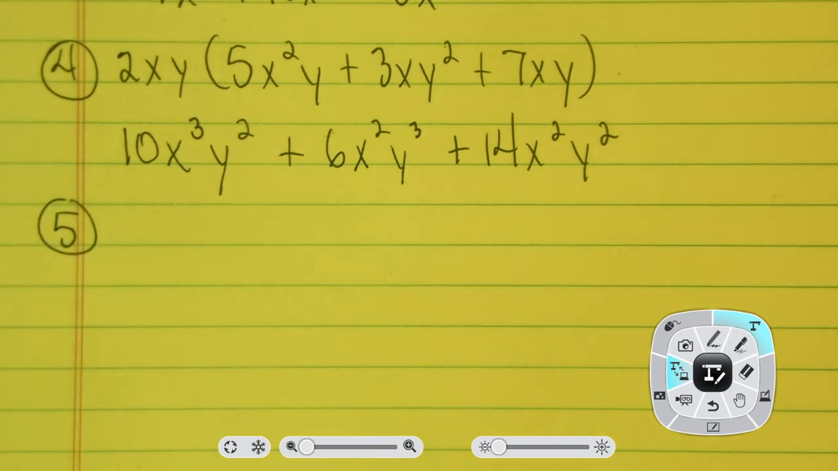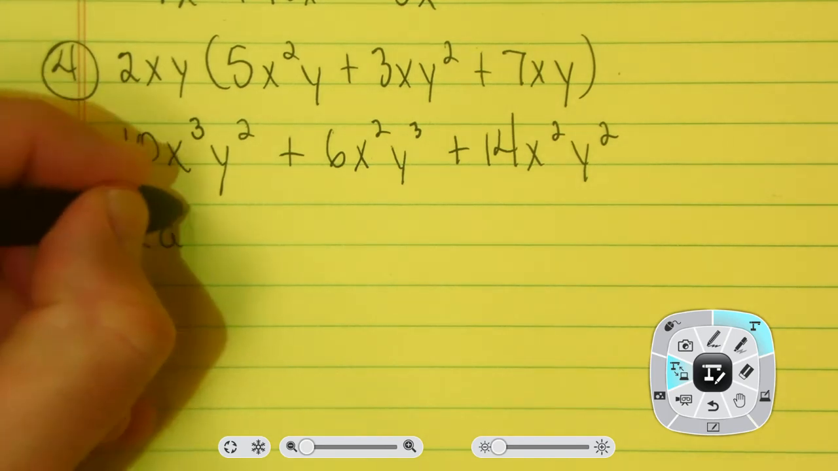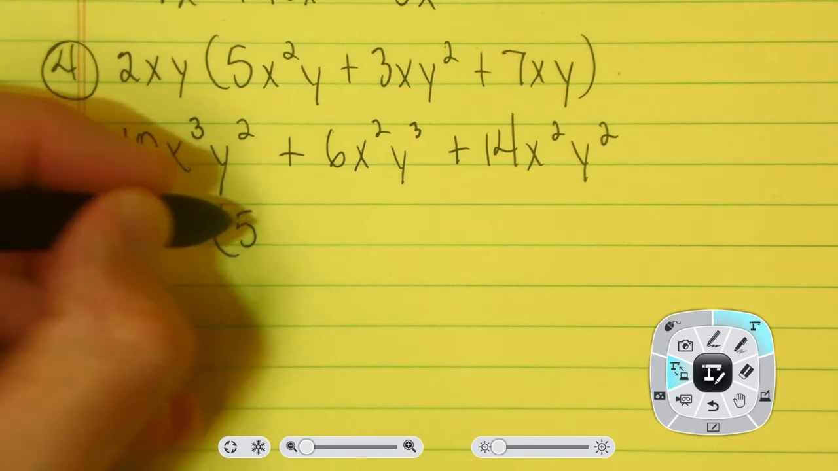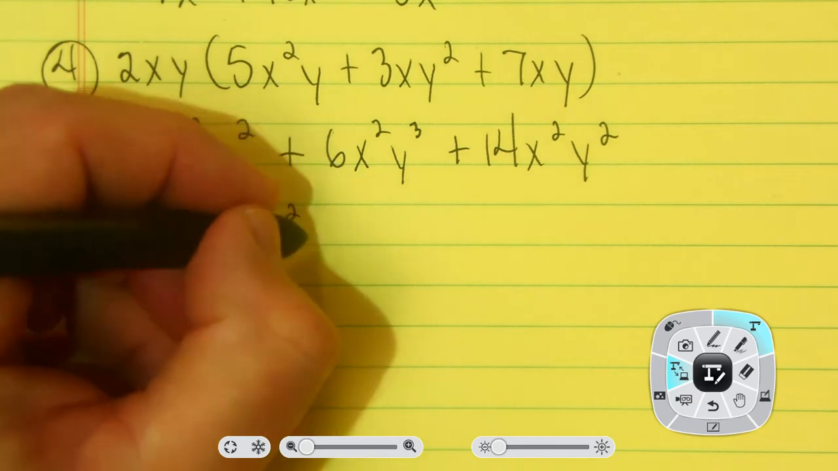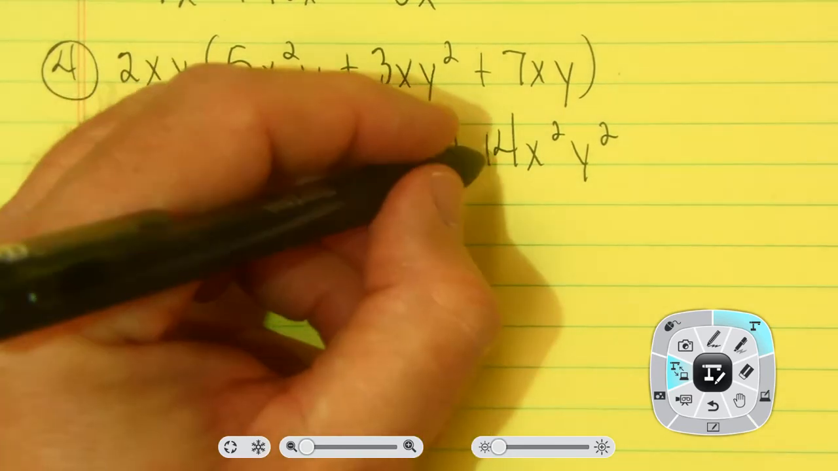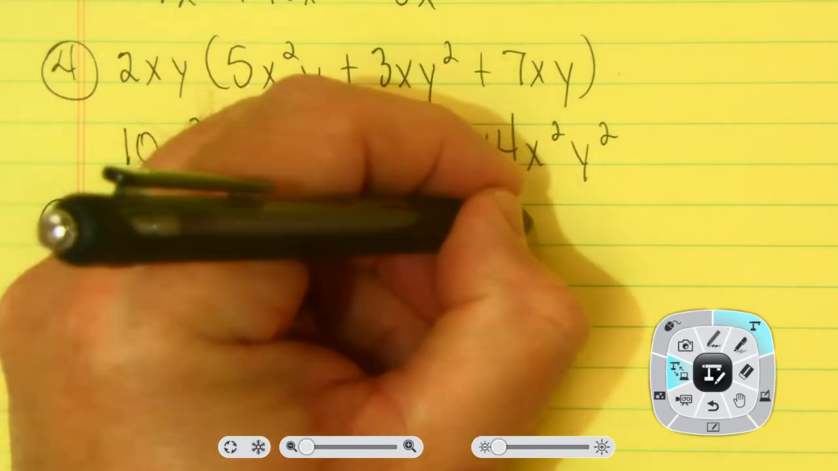Write this example down. 2a squared times 5b squared plus 3ab plus 6a plus 1.